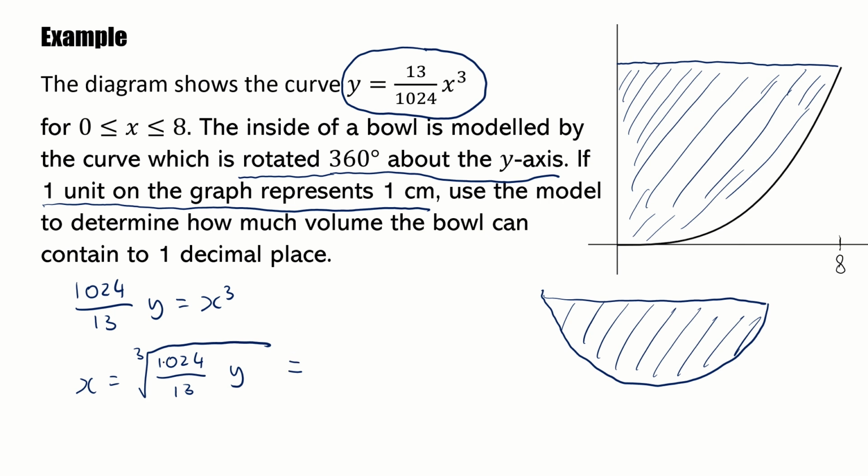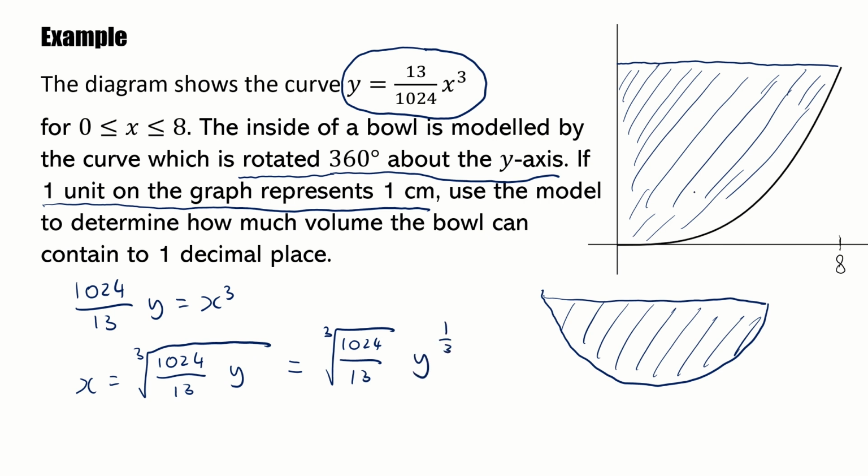One thing we do have to realize, of course, is index laws. First of all, that cube root can be written as a power of a third, and that also we can then separately apply the cube root to that number and the y. So basically we got the cube root of 1024 over 13, lots of y to the power of a third.